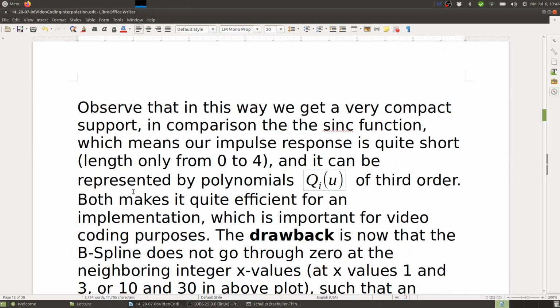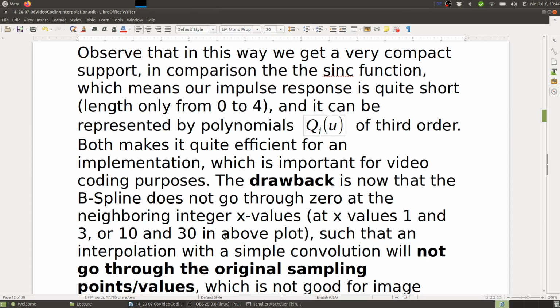Observe that in this way we get a very compact support in comparison with a sinc function, which means our impulse response is still quite short, the length is only from 0 to 4, and it can be represented by polynomials q_i of u of third order. Both make it quite efficient for an implementation, which is important for video coding purposes.